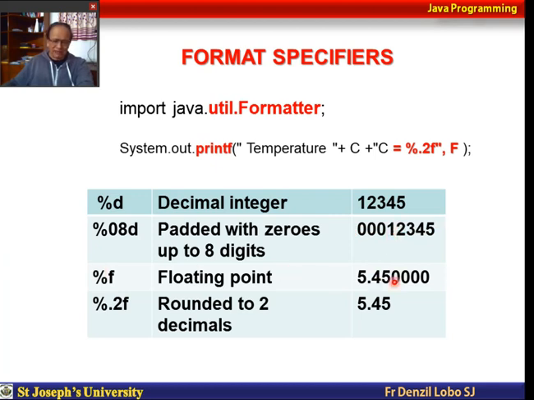%f will add zeros at the end of the decimal point, as you see here. 5.45 will be shown up to 6 decimal places. Then if we would like to restrict it to fewer decimal places, when you say %.2f, there is going to be only 2 decimal places. This is how we can control or format integer or floating point information and numbers.